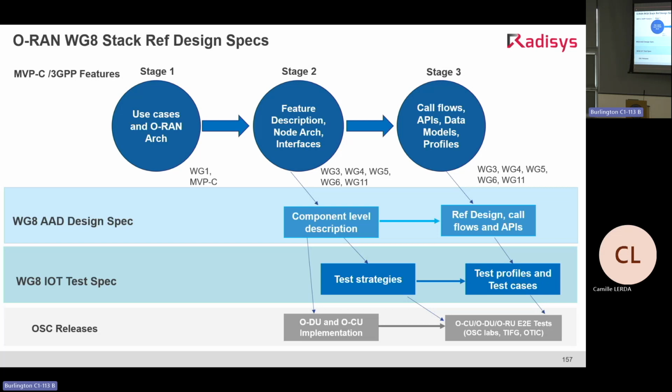So we do have interdependencies on different working groups specifying a particular feature, whether it's MIMO optimization or RAN slicing or ORU sharing or any such feature. And these are the MVP features, for example. And all of that is translated by our group into a reference design and an appropriate test case for that.